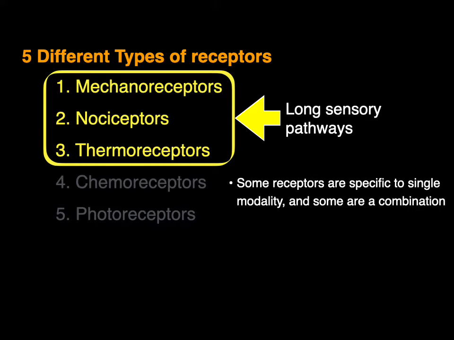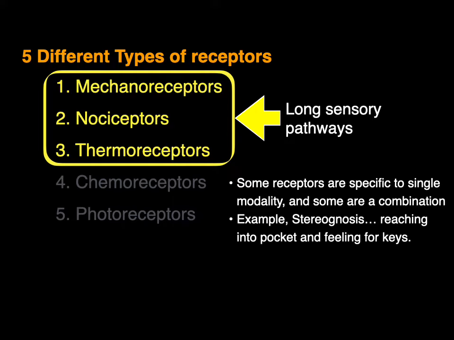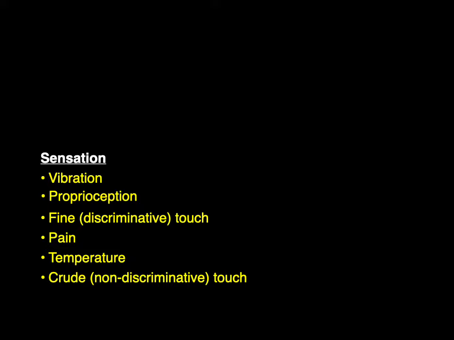Some receptors are specific to a single modality and some are a combination. An example, stereognosis, is when you reach into your pocket and you feel your keys. You can't see them, but you feel that it's cold. You feel the sharp and rough edges and smooth edges, and you can recognize it's hard or soft. So there's more than one sensation that lets you know what it is.